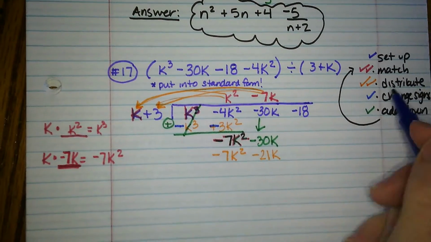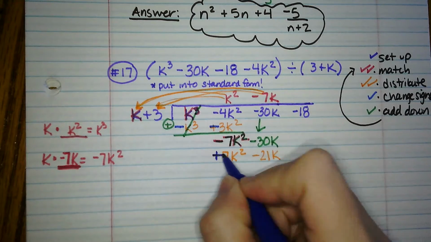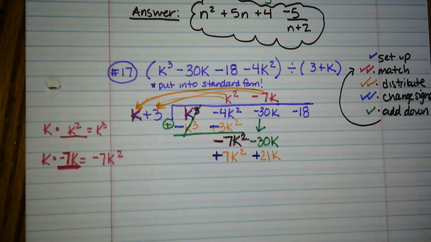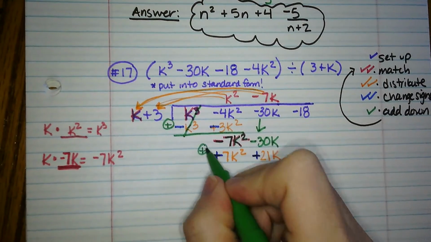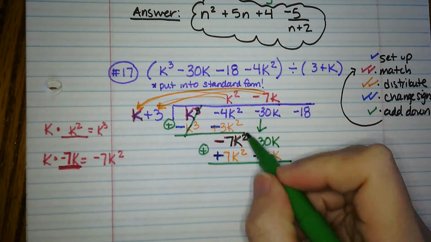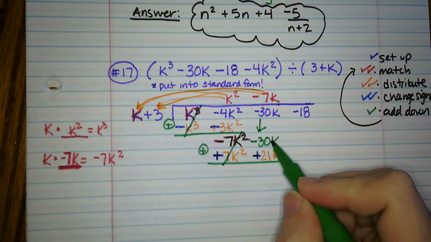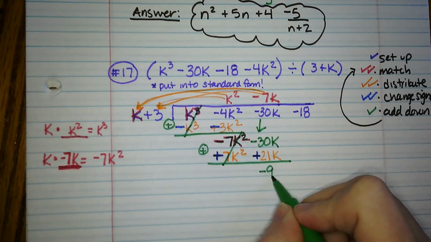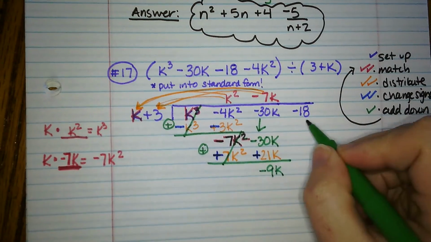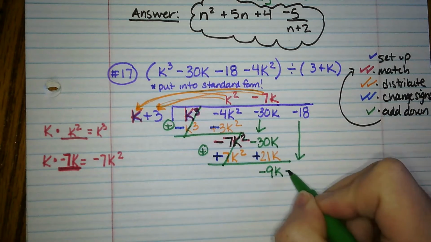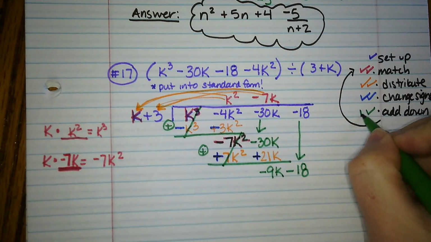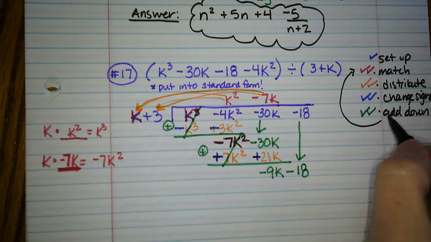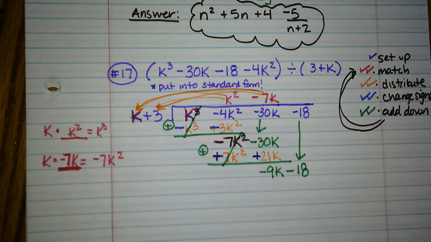I've got to change my signs quick. This becomes positive. This becomes positive. And then I'm going to take my little plus sign and draw my little line in and add down. And when I do, the first ones cancel. And I have negative 30 plus 21. That's going to give me negative 9k. And I look to the right, and there's another term that comes down. Add down step is good. I just finished my second cycle. Going back up for my final match.